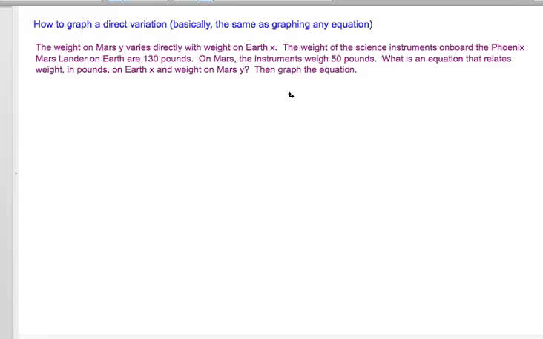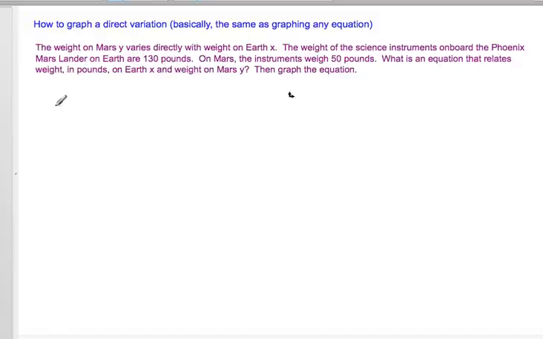So here's this in an example. We're going to figure out how to graph a direct variation, which is basically the same as graphing any equation. So let's say the weight on Mars, y, varies directly with weight on Earth, which we'll call x. The weight of the science instruments on board the Phoenix Mars lander on Earth is 130 pounds. On Mars, the instruments weigh 50 pounds. What is an equation that relates weight in pounds on Earth and weight on Mars?